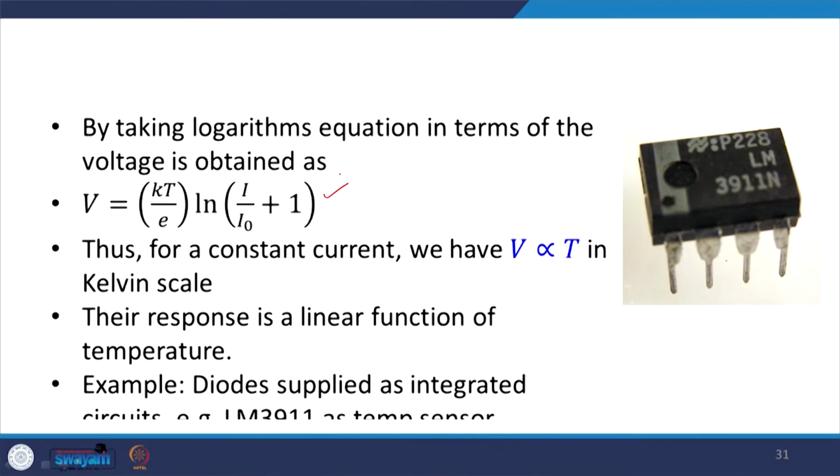Now, by taking the logarithm, an equation in terms of the voltage can be obtained like this, and so for a constant current we have V proportional to the temperature on the Kelvin scale, and the response is a linear function of temperature. The commercially available form is, say, LM3911 N. So, this is how they are commercially available.